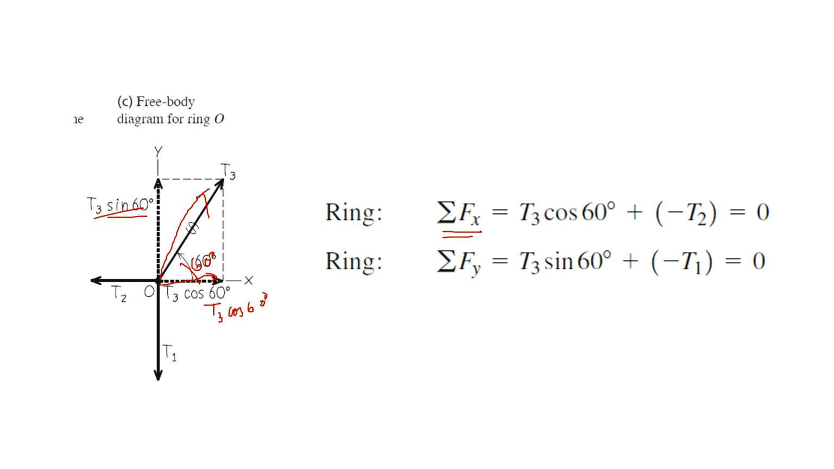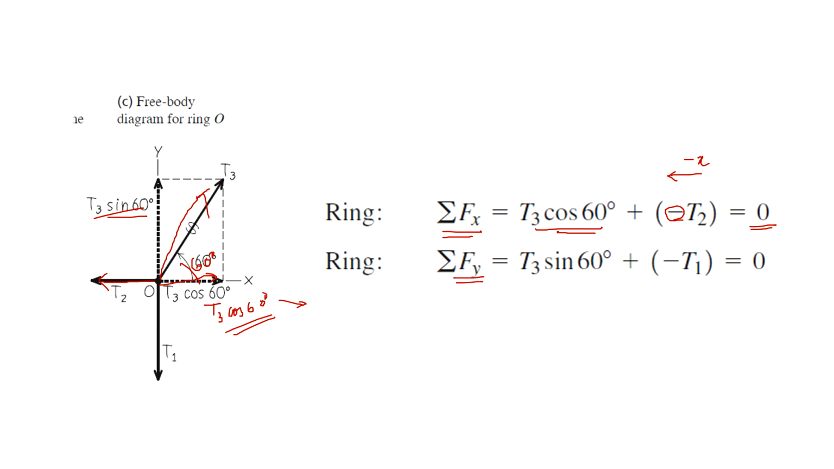What are the forces that are acting along the x direction? It is T3 cos 60 degrees along the x direction and T2 along the minus x direction. So the sum of the forces reads as T3 cos 60 minus T2. The minus sign comes because T2 acts along the negative x direction. So that should sum to 0. Why? Because the ring is in equilibrium.